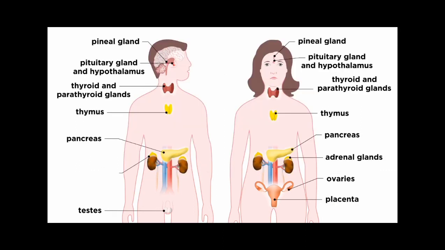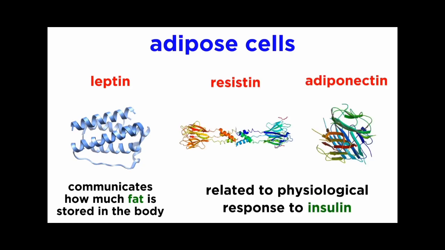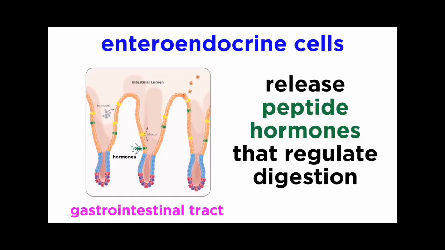Lastly, there are other organs that also produce hormones. Adipose cells release leptin, which communicates how much fat is stored in the body, as well as resistin and adiponectin, which are related to response to insulin. Enteroendocrine cells in the gastrointestinal tract release peptide hormones that regulate digestion.